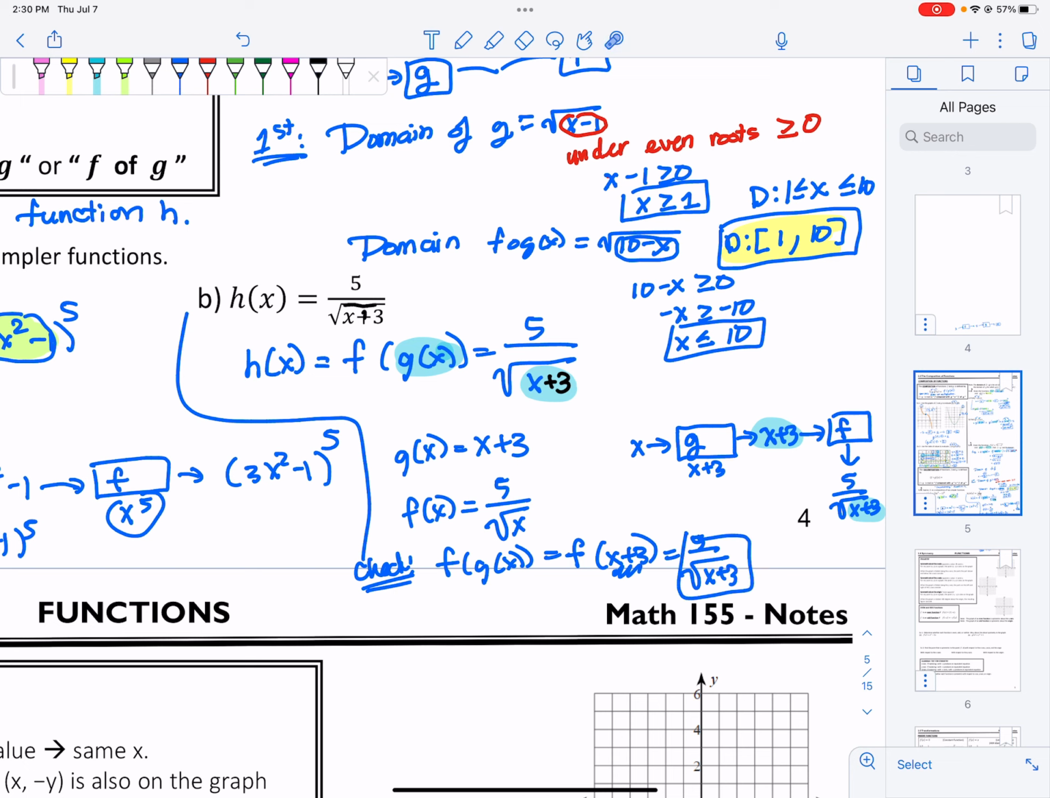So we do end up with the original function h of x equals 5 over the square root of x plus 3. So the answer for this would be these two functions.